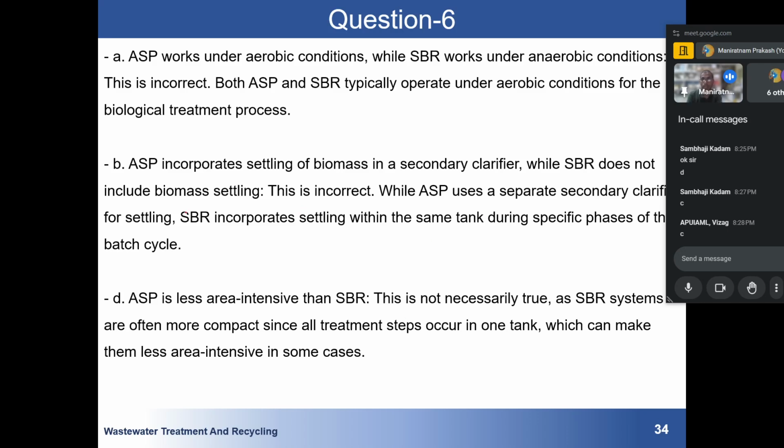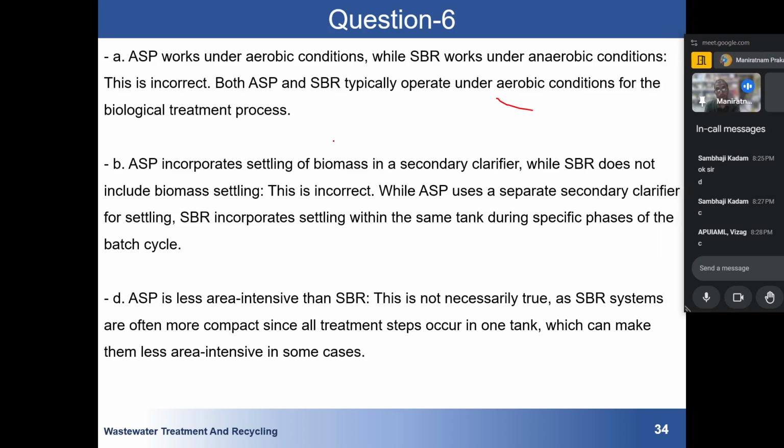Regarding the other three options, ASP works under aerobic condition. Both systems work under aerobic condition. You see, there also some oxygen is required. Here aeration is also done. In both tanks there is some kind of aeration. So both work under aerobic condition. So that was not a difference.